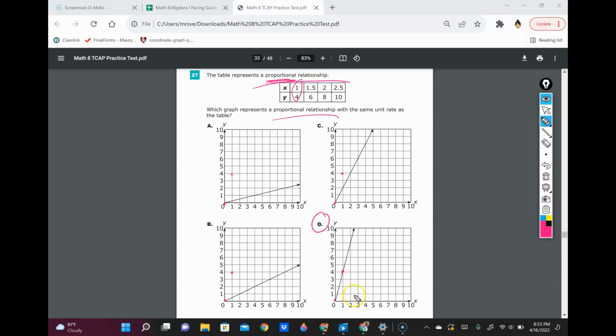And you can test the rest of these points. 1.5 and 6 and 2 and 8. We're spot on. 2.5 and 10. Absolutely.